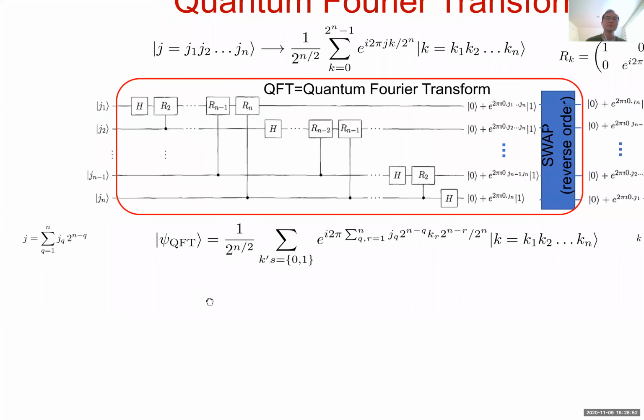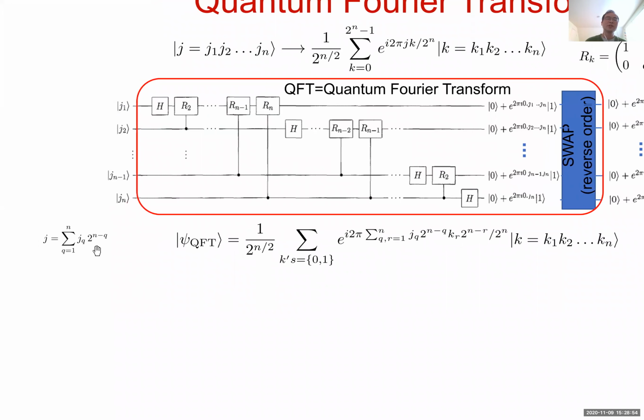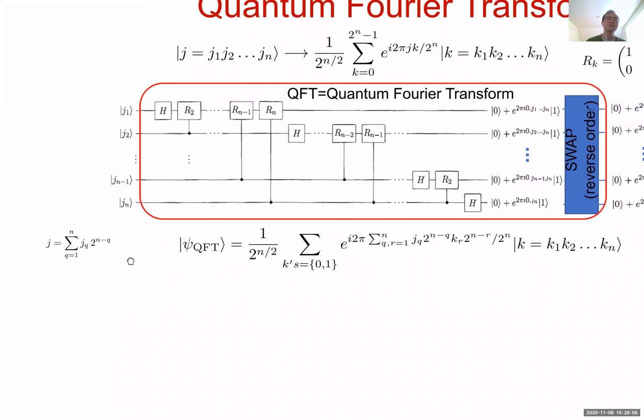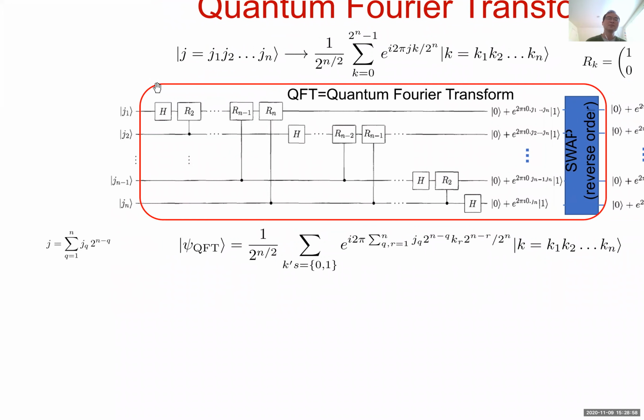So I'm going to write J. This is binary representation. Depending on the convention, J1 is the most significant digit. So I have to write J with J1 having the weight 2 to the n minus 1. So I'm writing J in terms of this summation. Okay, I hope that this is clear.